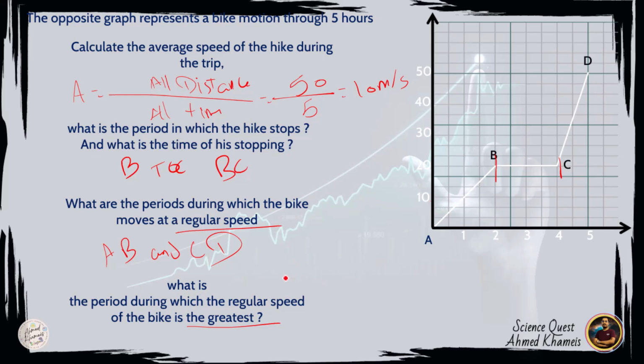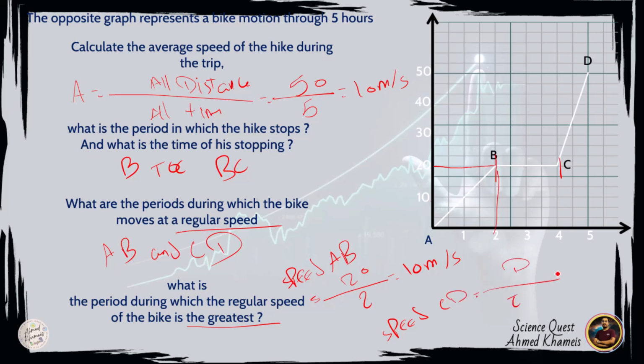So speed AB will equal distance over time. So distance is 20, time is 2, equal 10 meter per second. Speed CD again equals distance over time. The distance will be calculated from 20 to 50, so it will be 30, and the time from 4 to 5, which would be 1, so it will be 30 meter per second.